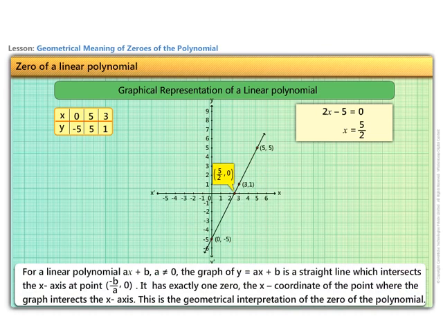In general, for a linear polynomial ax + b, a ≠ 0, the graph is a straight line which intersects the x-axis at exactly one point (−b/a, 0). It has exactly one zero, namely the x-coordinate of the point where the graph of y = ax + b intersects the x-axis. This is the geometrical interpretation of the zero of the polynomial.